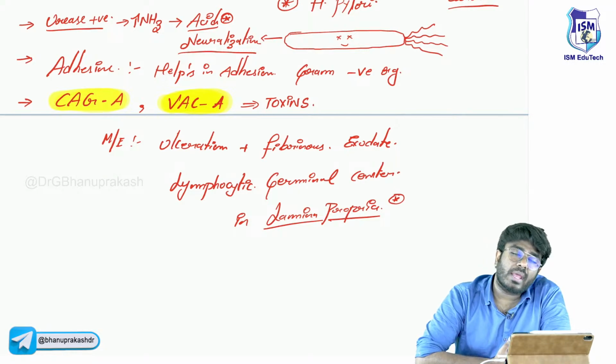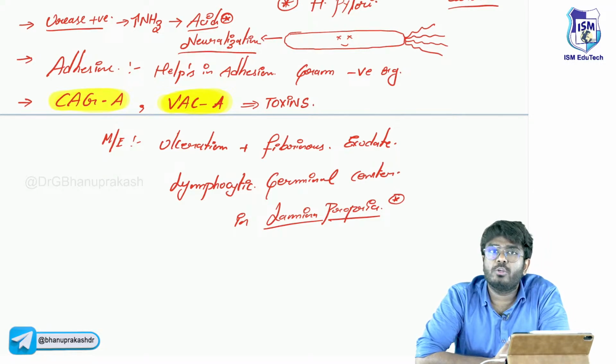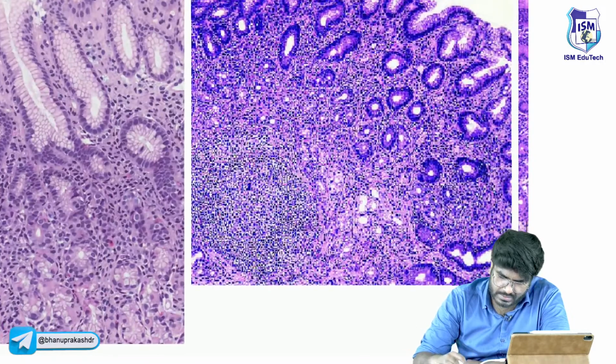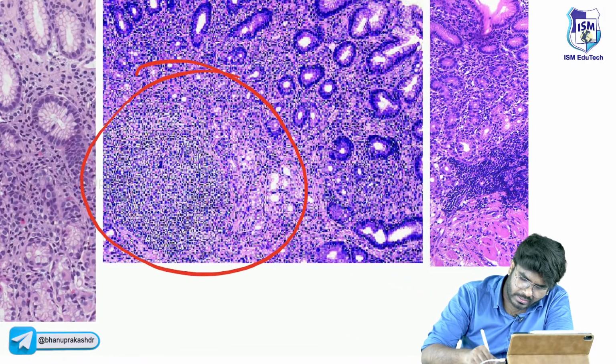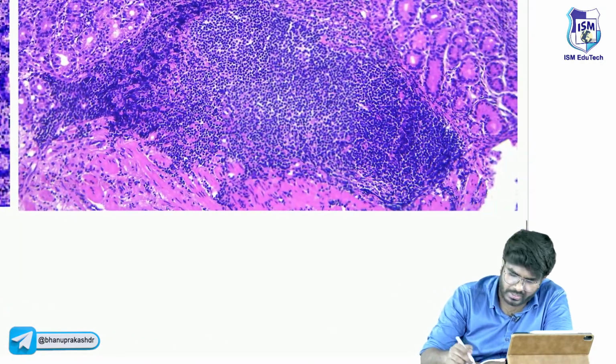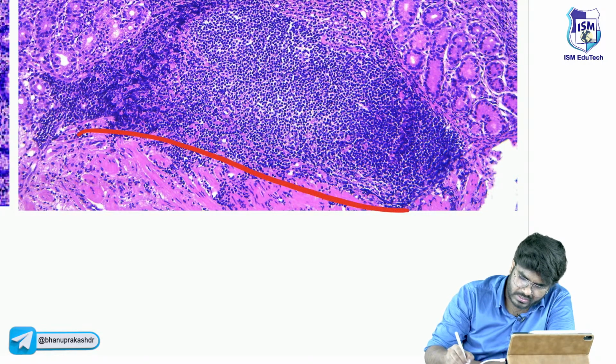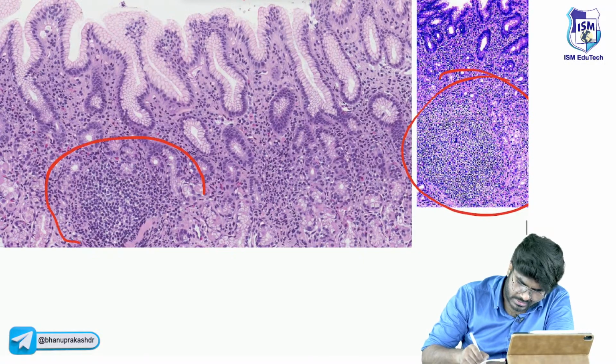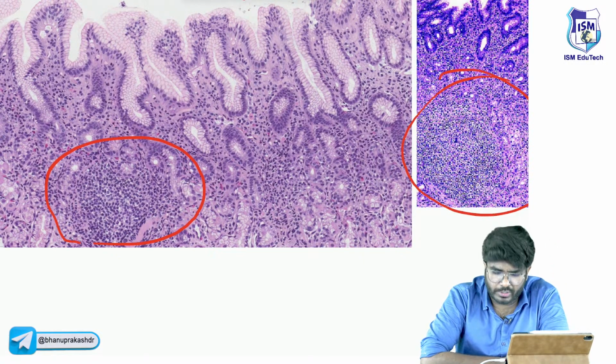Now, the lamina propria looks like a lymph node, because germinal centers are present in the lymph node. So look here. In the lamina propria, so many lymphocytes are there, forming what? Forming germinal centers. So many lymphocytes are going to come.